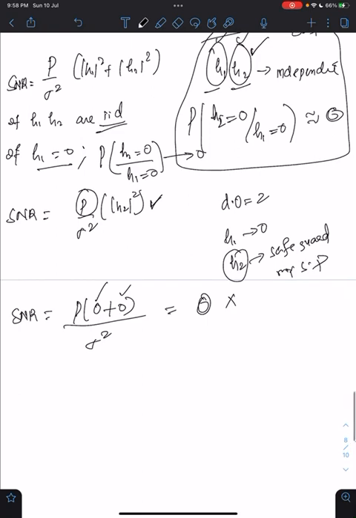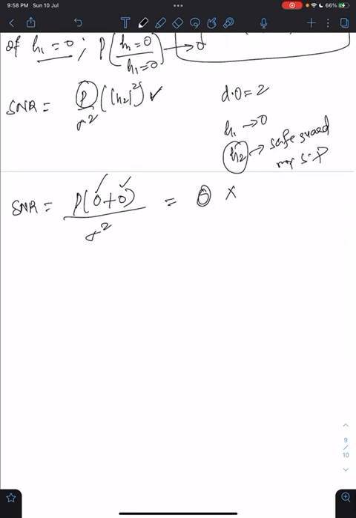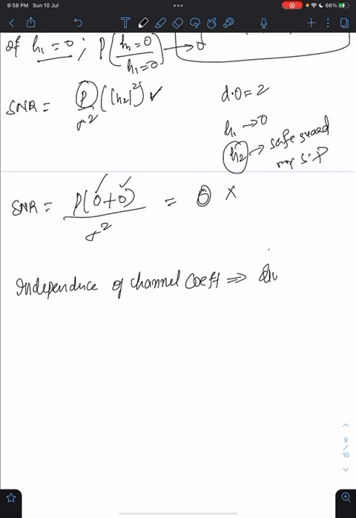We want IID, because if h1 goes to 0, we are making sure the fact that h2 is not equal to 0. So IID plays a key role, maybe independence, to be more precise. Independence of channel coefficients is determining diversity order.